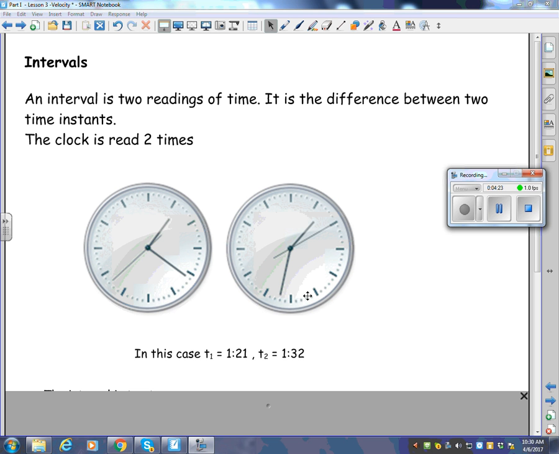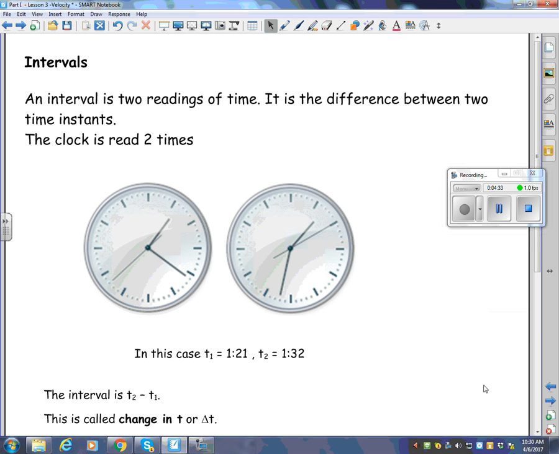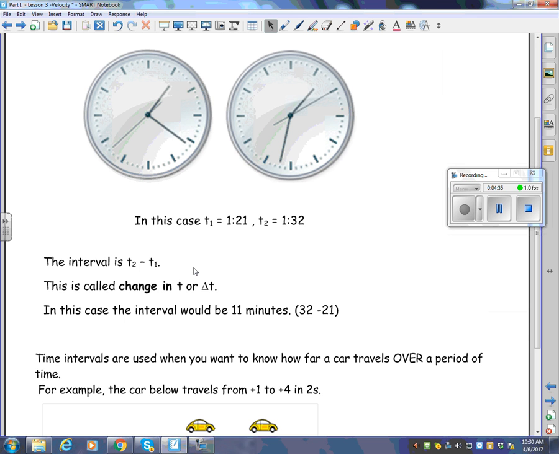2 different instants. How long is this interval? 11 minutes. You subtract, right? 11 minutes. You just subtract. The interval is T2 minus T1. This is called a change in time, and in this case, the interval would be 11 minutes. 32 minus 21.